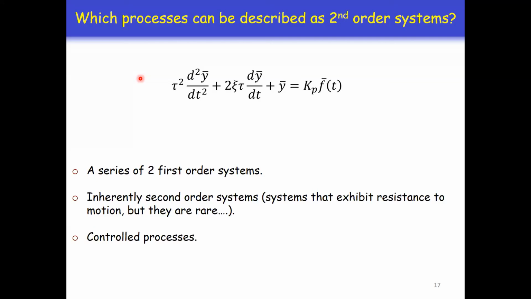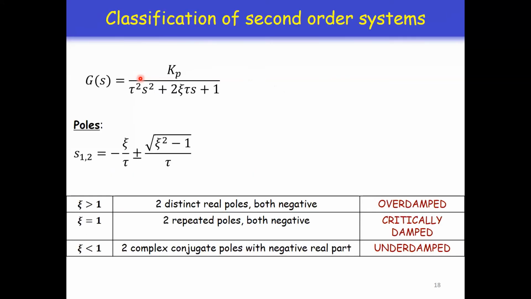controlled processes. When you have a first order process, we will see this in a month or so, and you apply a controller, the order can increase. And so a first order controlled system can become a second order system. But be aware that systems that are inherently second order are really uncommon. We have to classify now these systems because here the complexity is much bigger than first order.